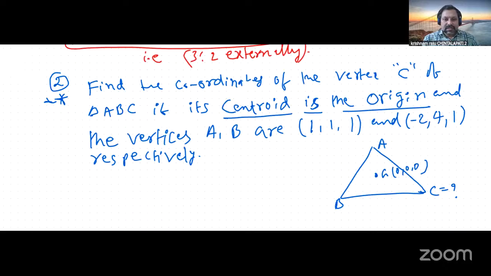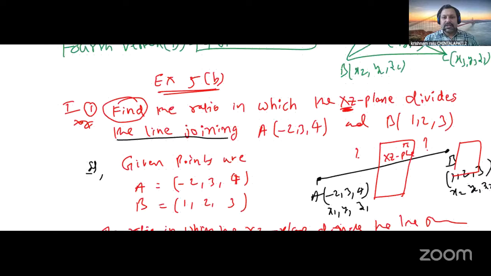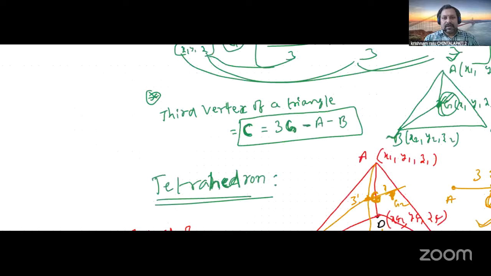The vertices A and B are: A is (1, 1, 1) and B is (-2, 4, 1). Now, what is the formula for the third vertex given the centroid? The third vertex C can be written as 3G minus A minus B. Clear? So write down the given vertices and solve this.